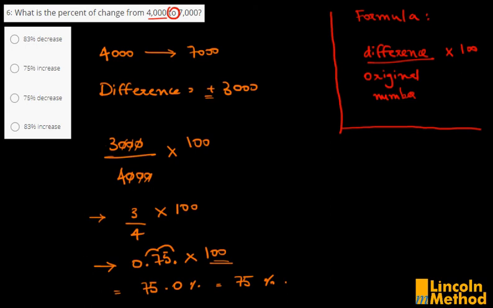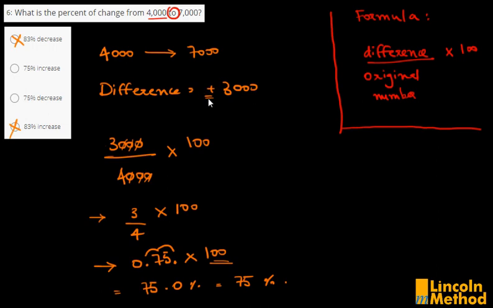Now we have these 4 options listed below the question. Let's see which one is the correct answer. So 83% decrease, 75% increase, 75% decrease, and 83% increase. We just found out that the percentage is 75%, which means 83% decrease and 83% increase, the first and the fourth options, are not valid. Now we're left with 2 options, and we need to pick out one of these. Let's see which one is the best possible option.